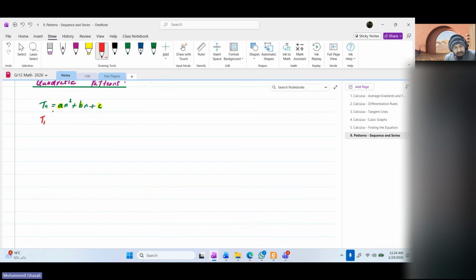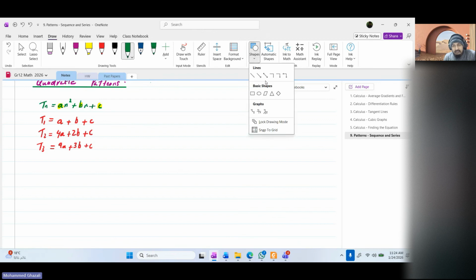If you put in term 1, term 1 is a times 1 squared, which is a, b times 1, which is b, and c. That's term 1. Term 2 is putting 2 inside here: 2 squared is 4, so 4a plus 2b plus c. And term 3: 3 squared is 9, so 9a plus 3b plus c. Now, what we do is we make these blocks and we try to simplify this quadratic pattern.